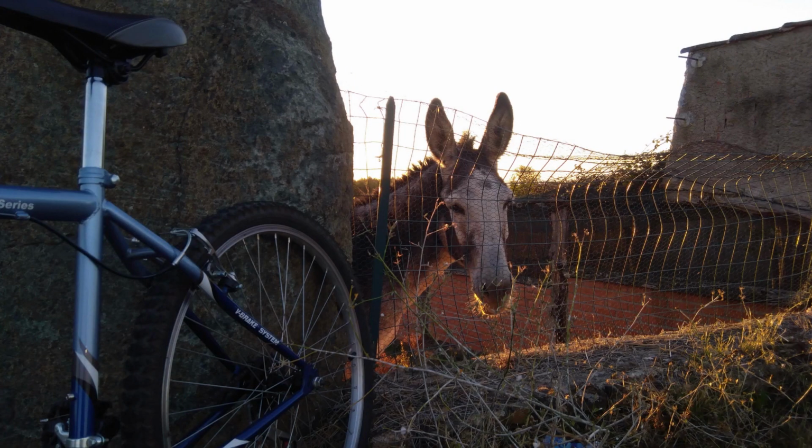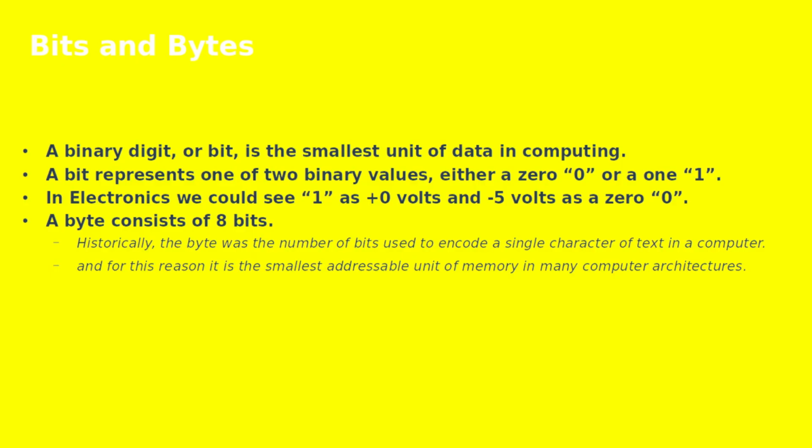A binary digit, or a bit, is the smallest unit of data in computing. A bit represents one of 2 binary values, either a 0 or a 1. In electronics, you can see that as a 1 being 0 volts and a negative 5 volts giving you a 0.